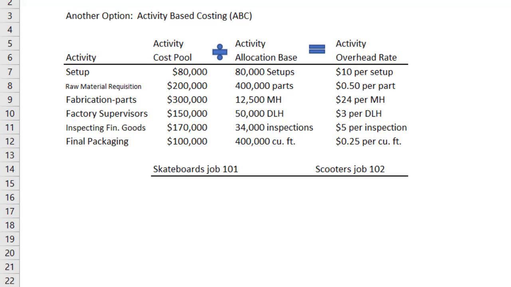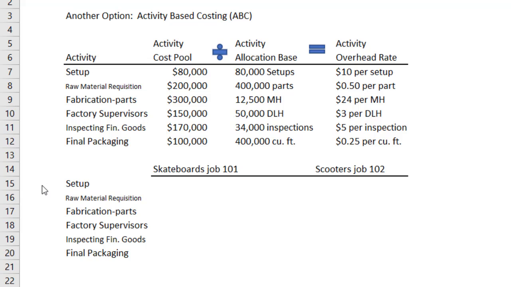We have a job for skateboards 101 and scooters 102, and we're going to see how much for each of these activities we use to make each of these jobs. So the next thing to do is take whatever is here and just drop it down to here. So the question is, how many setups did we have for job 101? So you have to find that information out. It would have to be provided for you.